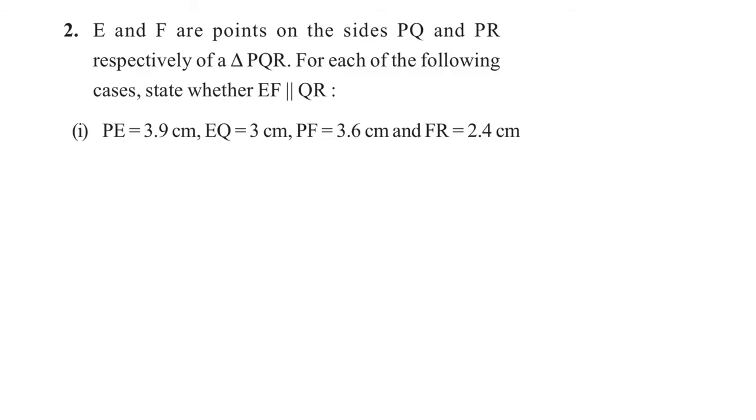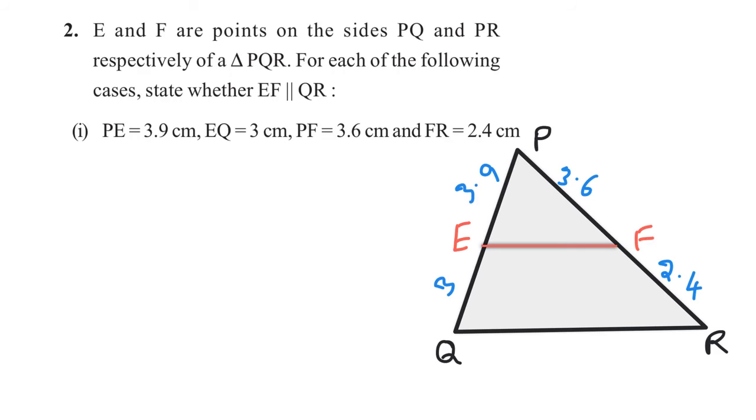Let's try this problem. E and F are points on the sides PQ and PR respectively of a triangle PQR. For each of the following cases, state whether EF is parallel to QR. Let us first draw the triangle PQR and EF, and then we will label all the parts and see what we have to do next. Now, for EF to be parallel to QR, according to the theorem, PE over EQ should be equal to PF over FR. Let's figure that out.